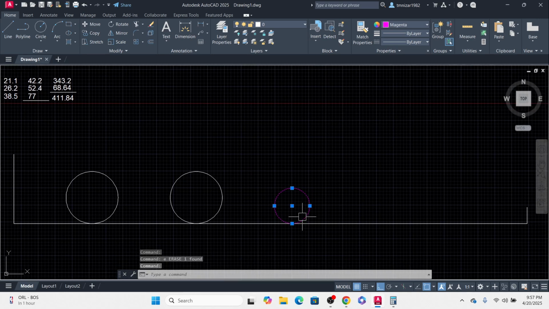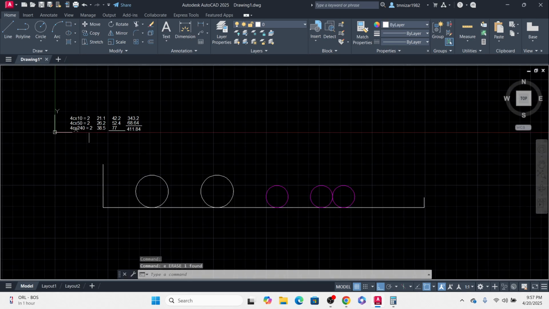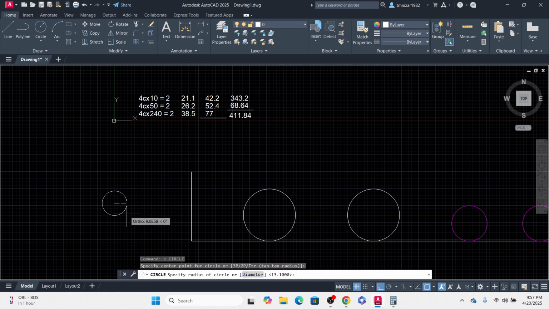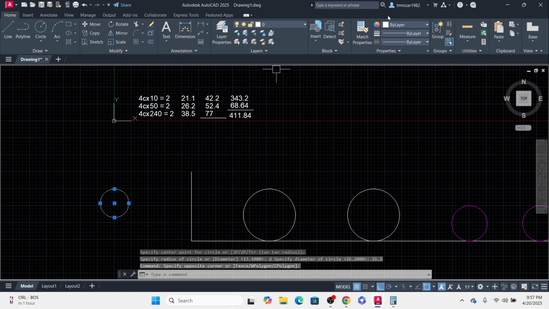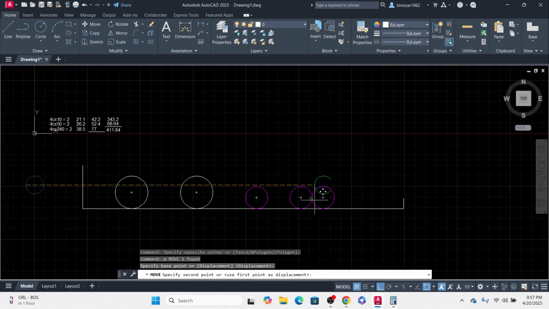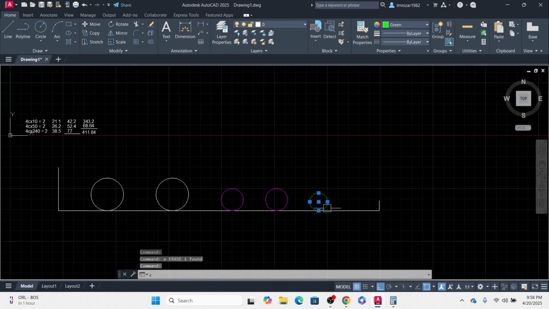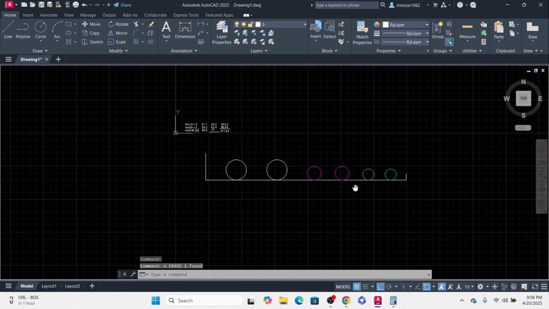This one is no need. I will place another one. Then I will go with another cable for the 10 mm, diameter 21.1. This one I will make green. Let's move this one and keep it here. Delete. I need another one and another one, and change the colors.